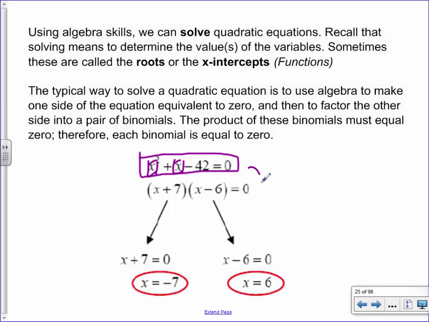Well, if you can factor, and that's a big question, I'll talk about how to do that in a second, but if we could factor it into 2 binomials, see if this logic makes sense. See how it's equal to 0 on the side? But these factors are being multiplied by each other. How do you multiply numbers and make them equal 0? Well, the only way you can multiply numbers and have them equal 0 is if one of the numbers you're multiplying is 0. Does that make sense, that logic?